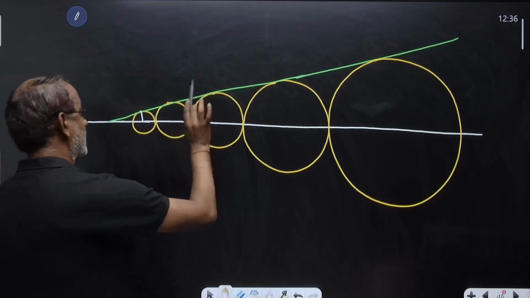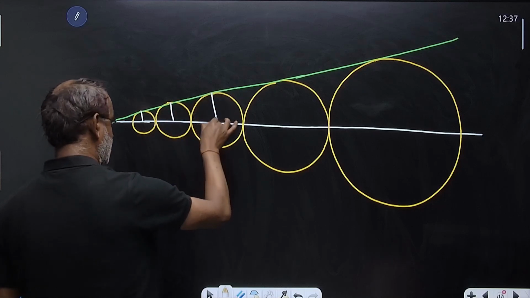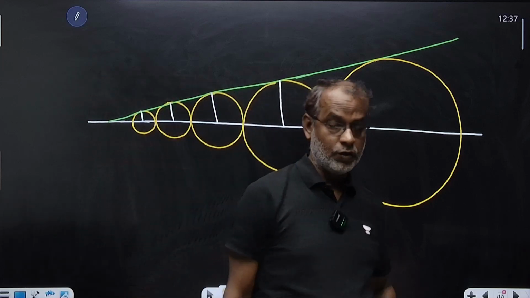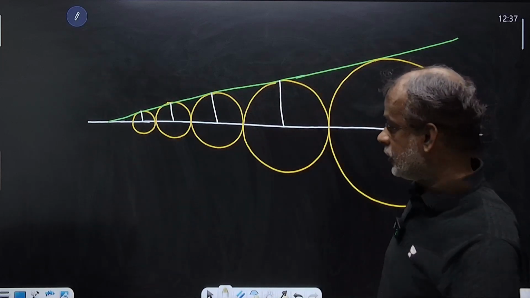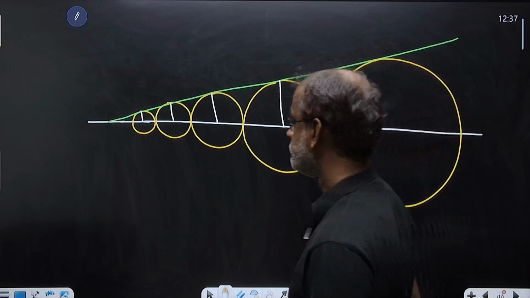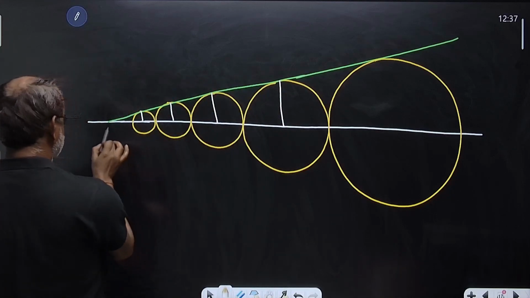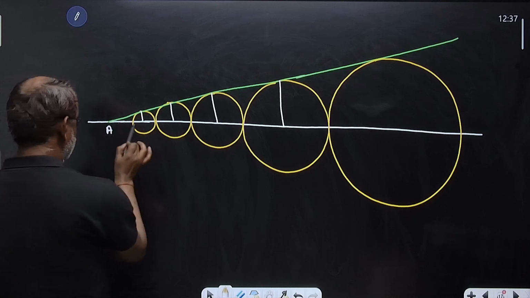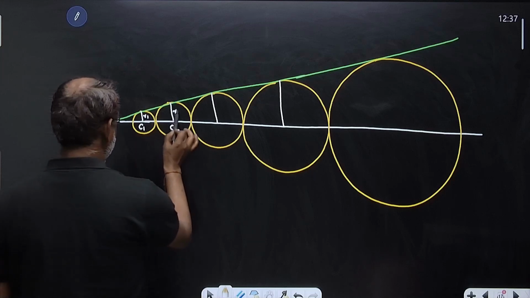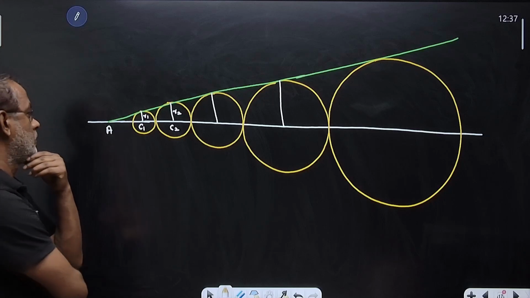I think you can understand here, just as we saw while proving that external common tangents divide the line joining the centers externally in the ratio of radii. So we can deal with similar triangles, stuff like that. Suppose I say this point is A, C1, C2, R1, R2.